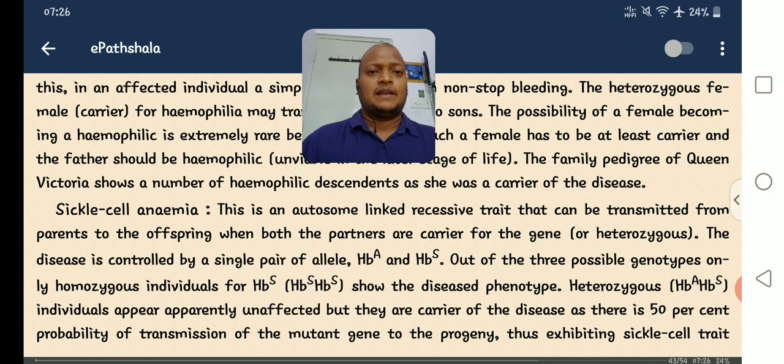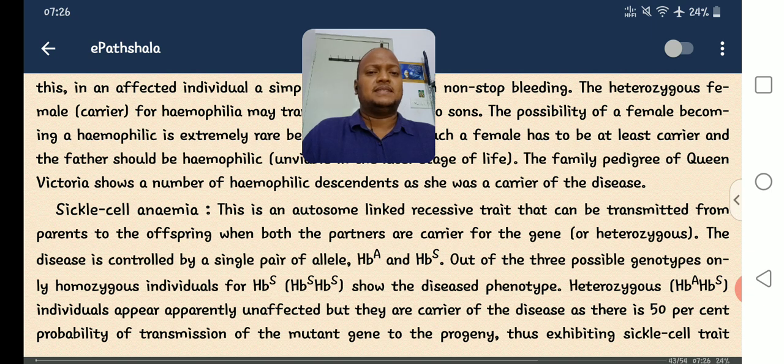Okay. So sickle cell anemia is an autosome linked recessive trait that can be transmitted from the parents to the offspring when both the parents are carriers for the gene, or heterozygous. Okay, right. So what is the example? Sickle cell anemia is an example for what? Autosome linked recessive trait. Okay, right.